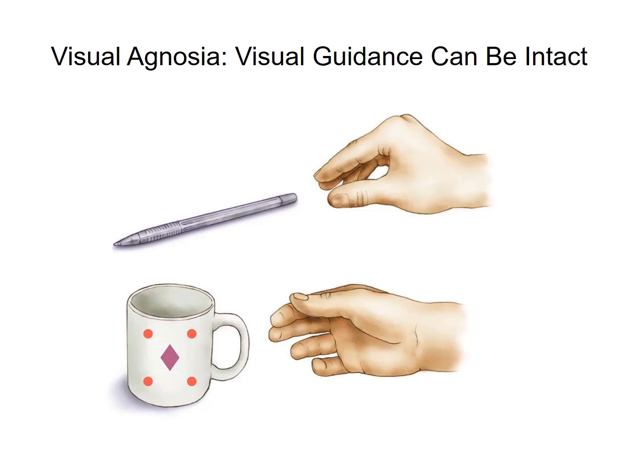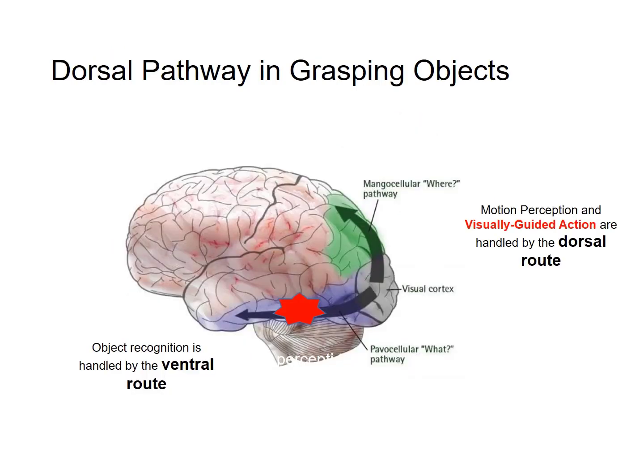So in the diagram you see reaching for a pencil versus reaching for a cup with a handle, despite the fact that they are not able to name what the object is or tell you anything about it. Here's a diagram showing that you might have damage to the ventral area and be left with visual agnosia, but your dorsal pathway is still intact, meaning that you can reach for objects in the particular way that's best for them to be reached for.